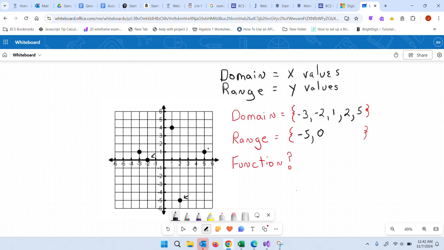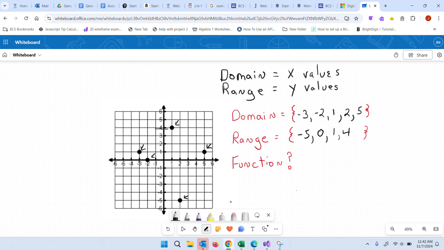Then we get a tie for the next one. This point and this point are both at +1, so we only have to put one down. And finally, this last point has a Y value of 4.